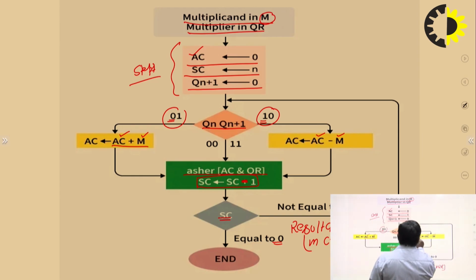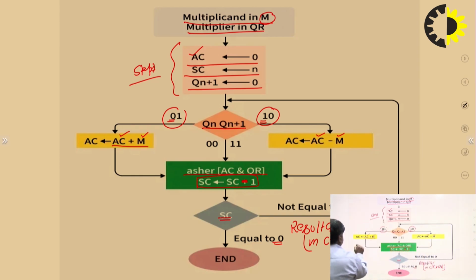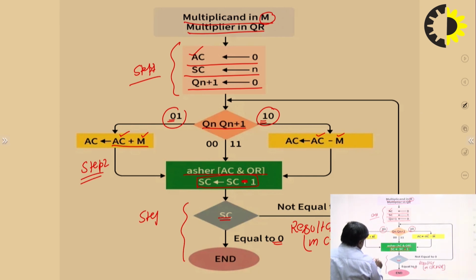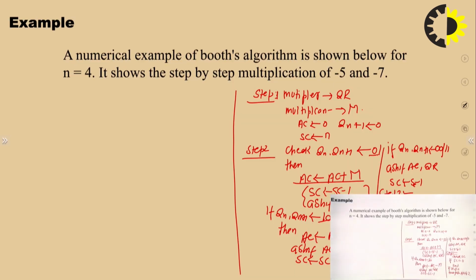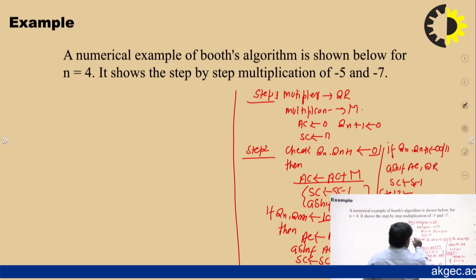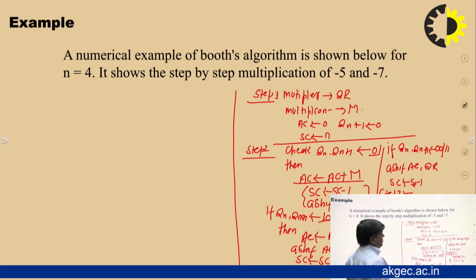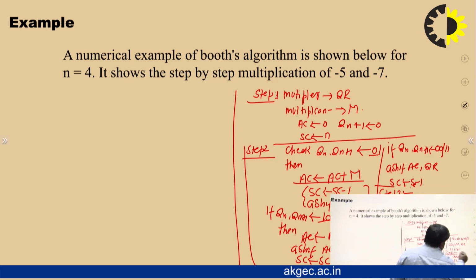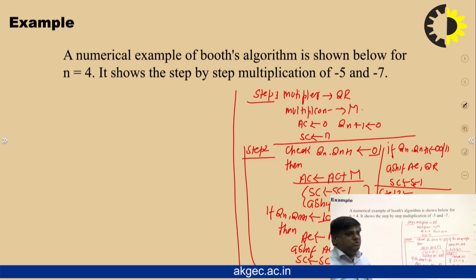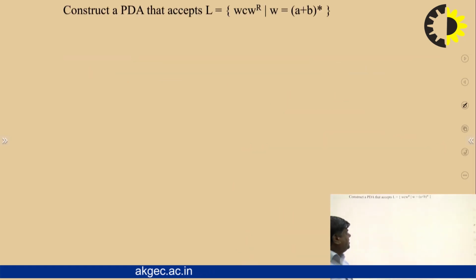This whole process is known as step 2, or this one is known as step 3. This one is known as step 1. From this one to this one, that is known as step 2. Now, this one is known as step 3.